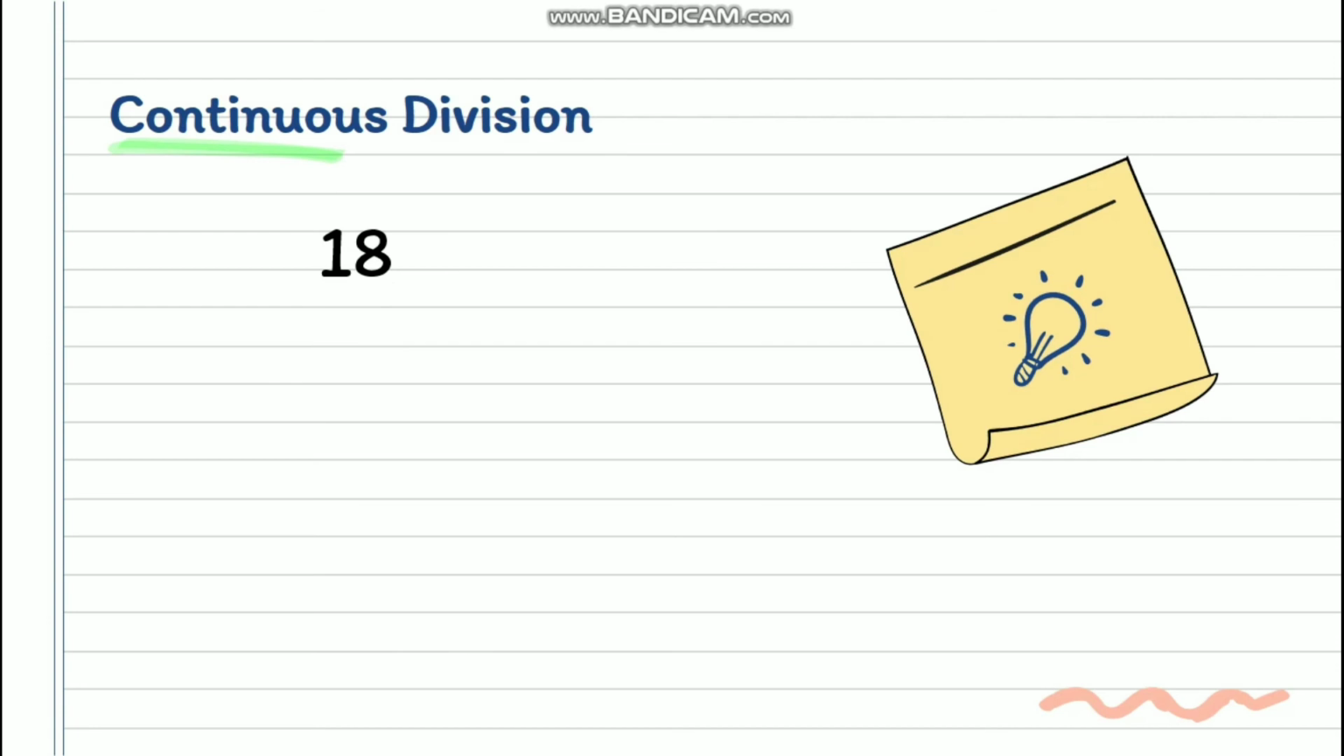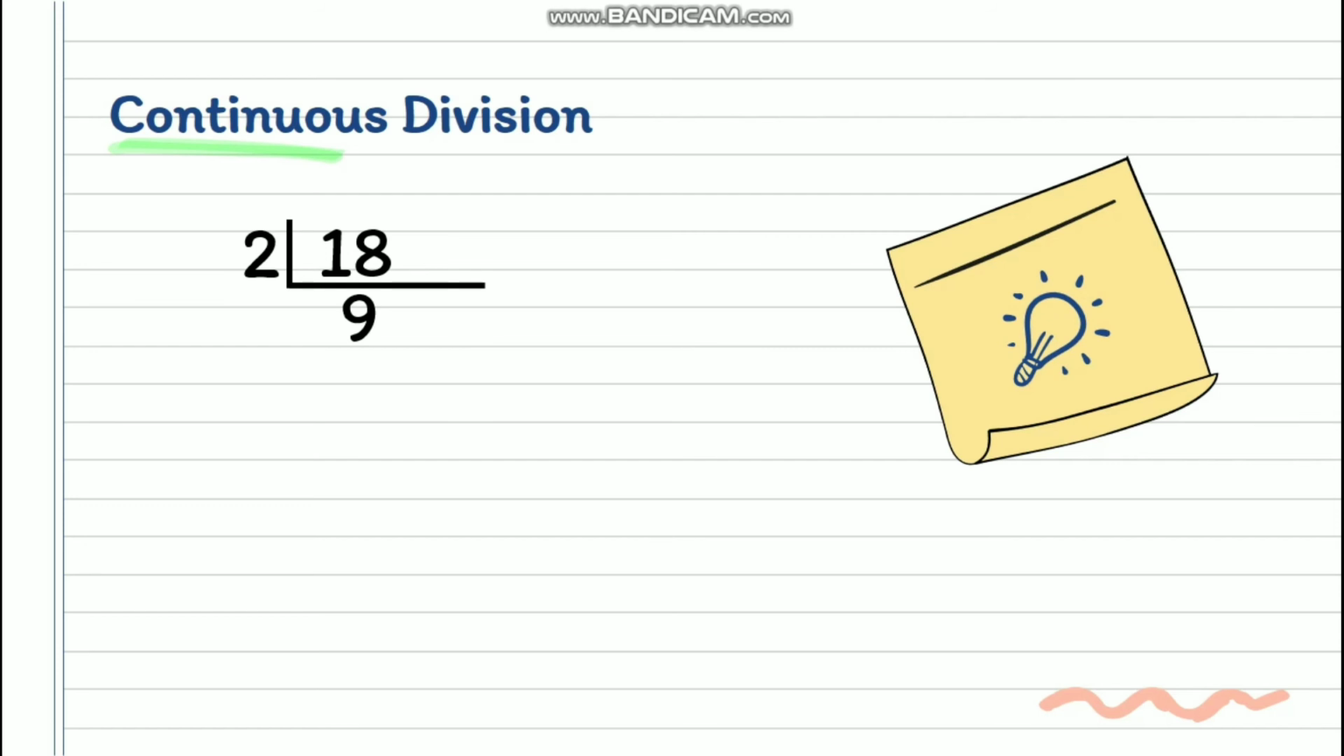So 18. In the continuous division method, we divide a number by a prime number, and we do it using the upside down division bar. Okay? So think of a prime number that can divide 18 without any remainder. Very good. You could have 2. Then 18 divided by 2 is 9. So the quotient should be written under 18 or the division bar.